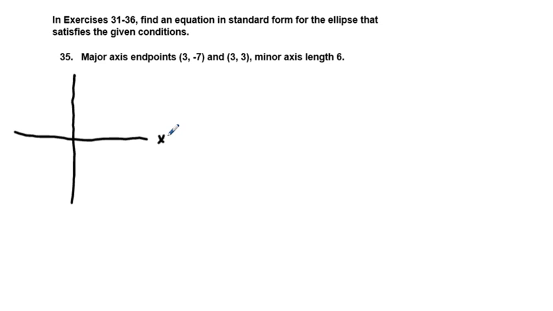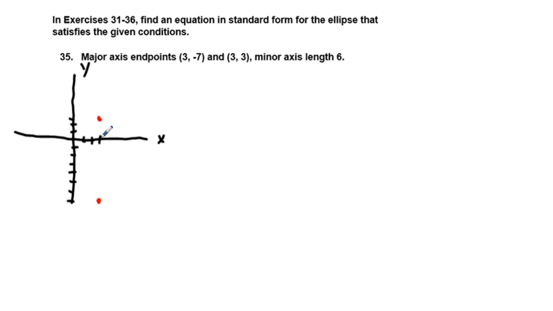And we have 3, negative 7, so up through over to the right 3 and down 7: 2, 3, 4, 5, 6, 7. So this is going to be one of our endpoints down here. And 3, 3, so that's going to be 3 to the right, up 3: 1, 2, 3. And so here are the endpoints marked off.